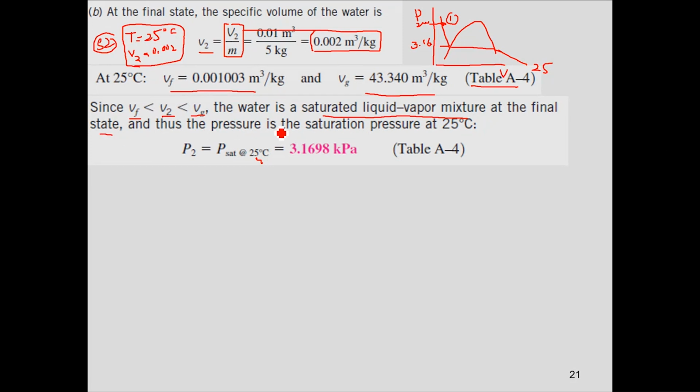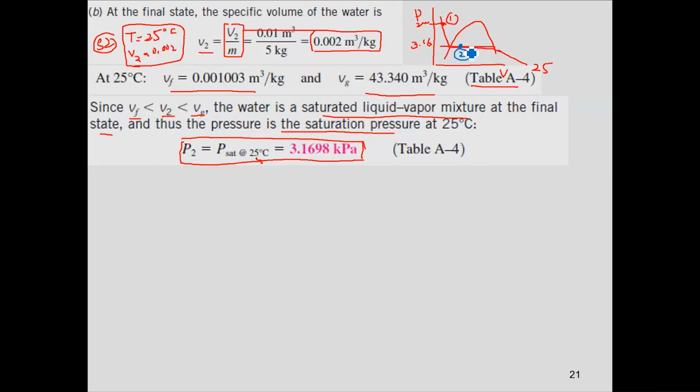And thus the pressure is the saturation pressure. So your pressure at final stage would be the saturation pressure at 25 degrees centigrade, which is 3.1698, which is this pressure. Clear enough? Is this clear? Yes, sir. So at state 2, you are somewhere in this mixed region, and this is your state 2.